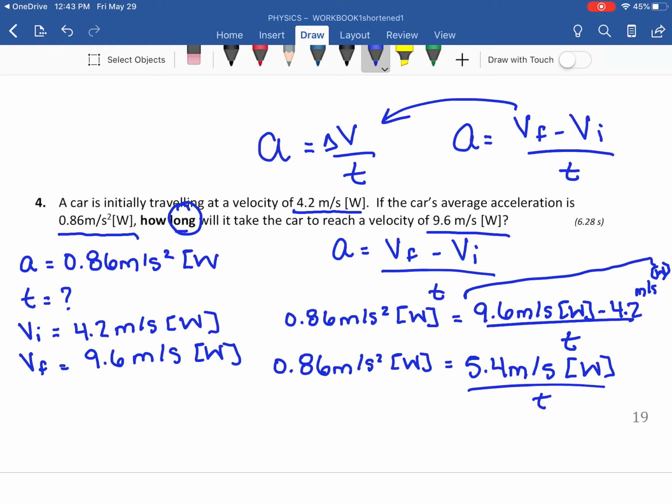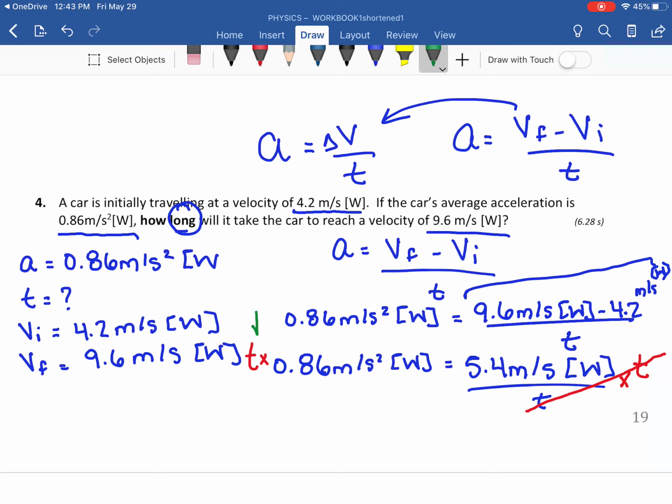So how do I solve for time here? Time is on the bottom of the fraction, which means the very first thing I have to do is bring it to the top of the equation. We can't solve for it on the bottom. To do that, I do the opposite operation, working with that variable, and I do the same thing to both sides. So time on this side cancels. Now I have t times 0.86 meters per second squared equals 5.4 meters per second west.